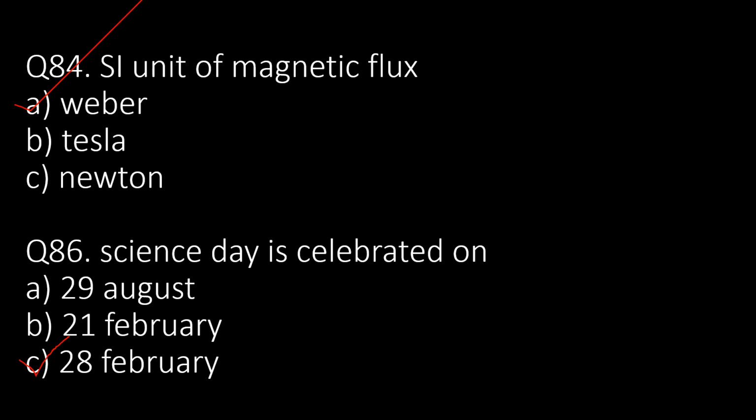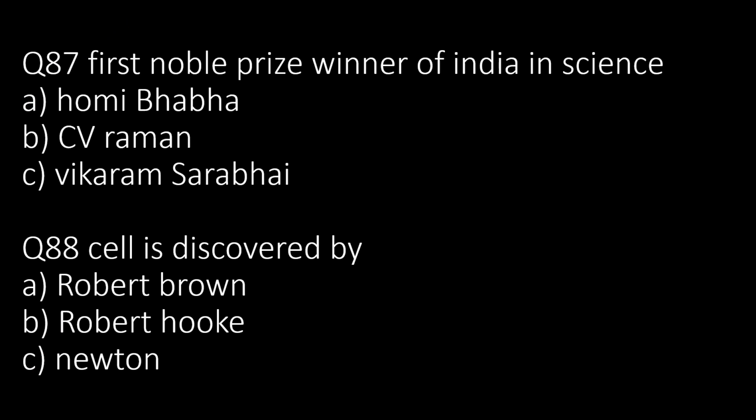Our next question is first Nobel Prize winner of Indian science. And the right answer is option B, C.V. Raman, who got the Nobel Prize in 1930 for his discovery, the Raman effect. Our next question is cell is discovered by. This is a very easy one. And the right answer is option B, Robert Hooke. And Robert Brown discovered the cell's nucleus.